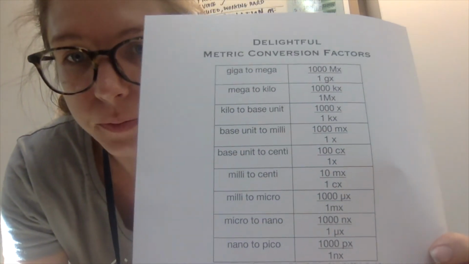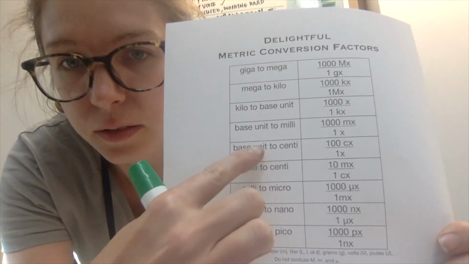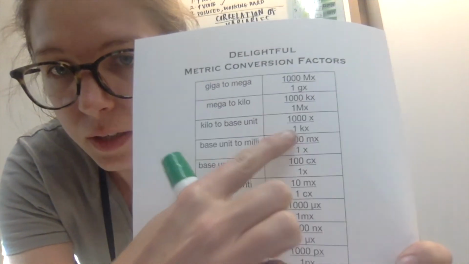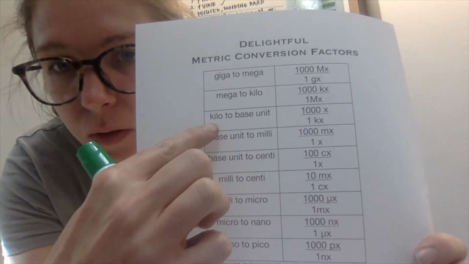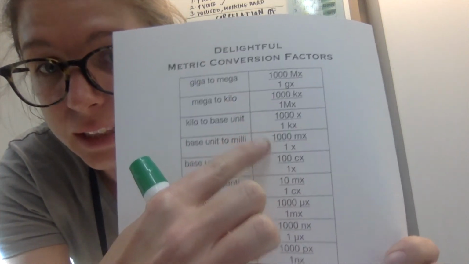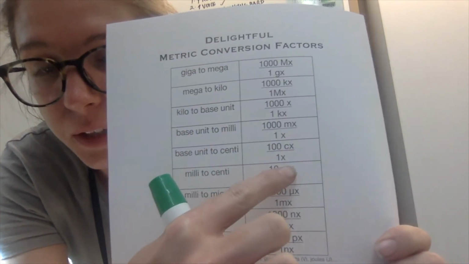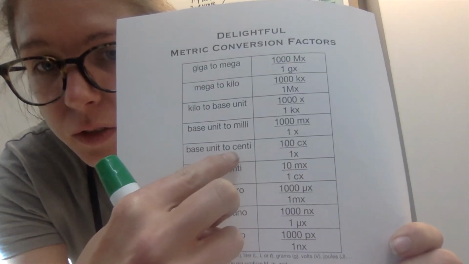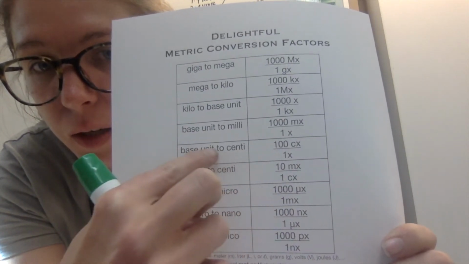You can see here, centi, right? And then kilo. So we're going to need 2 of these, at least. All right, you could make it a 3-stepper, but don't do that to yourself. So if you can see, it's going to go centi to the base unit.